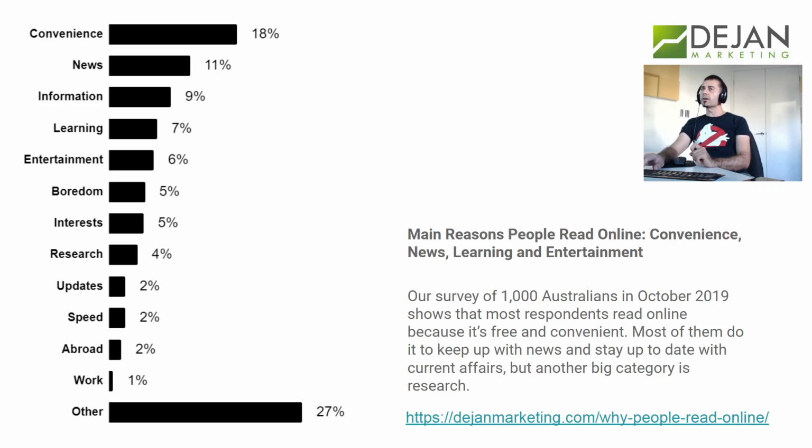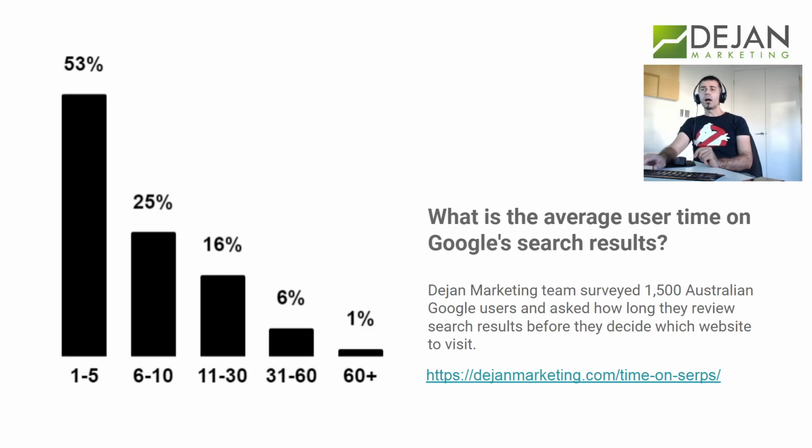I asked people why they read online, and the main reasons were convenience, news, learning, entertainment. So we surveyed 1,000 Australians in October 2019, and most of them said it's convenient. I like to check news, get my information, learning, entertainment. Very few were saying, boredom or researching special interest, but that's something to consider. And again, deeper research in the link below.